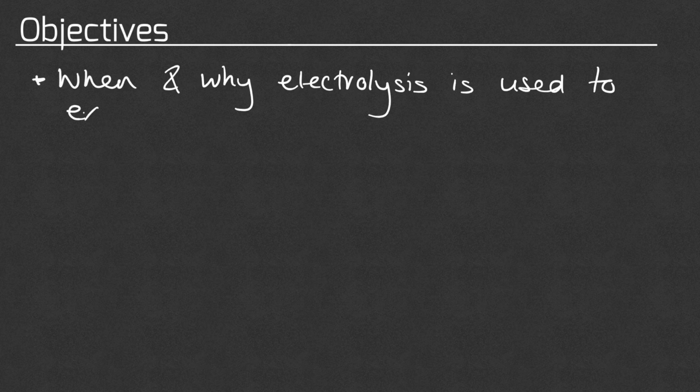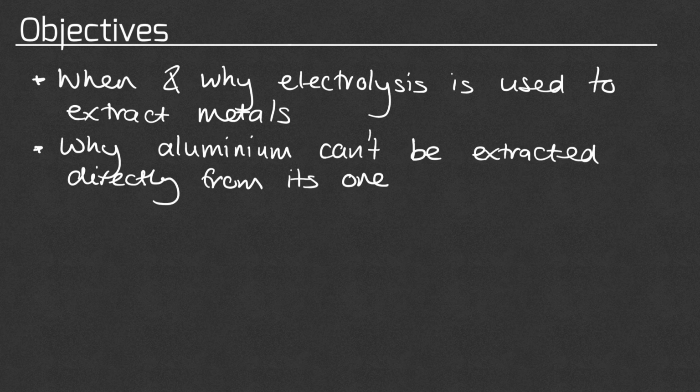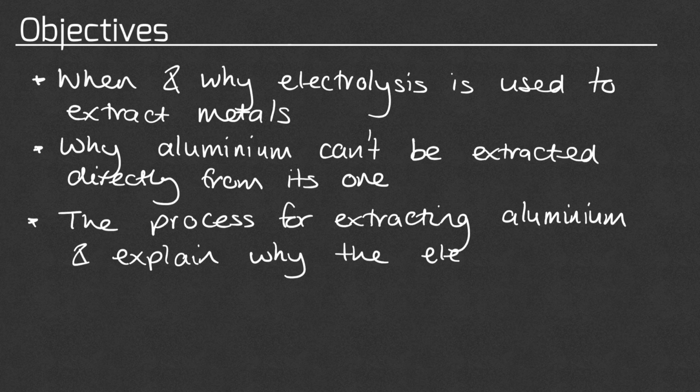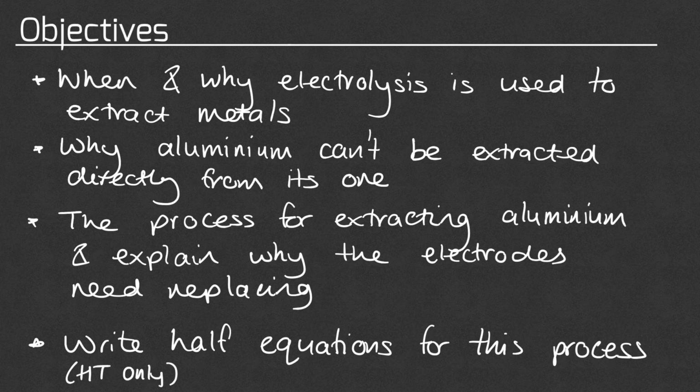In this video, we're going to look at why we can use electrolysis to extract metals and when we would use it to extract metals. We're then going to look at why we can't extract aluminium directly from its ore using electrolysis. We'll then cover the process for extracting aluminium by electrolysis, and we'll explain why the electrodes involved in this process need replacing. Finally, if you're doing the higher tier, we'll write half equations for this process.